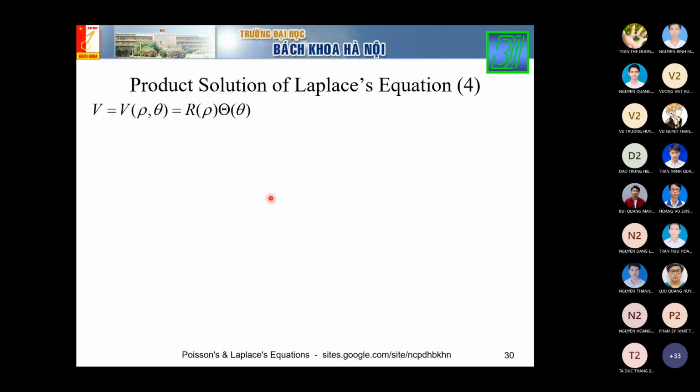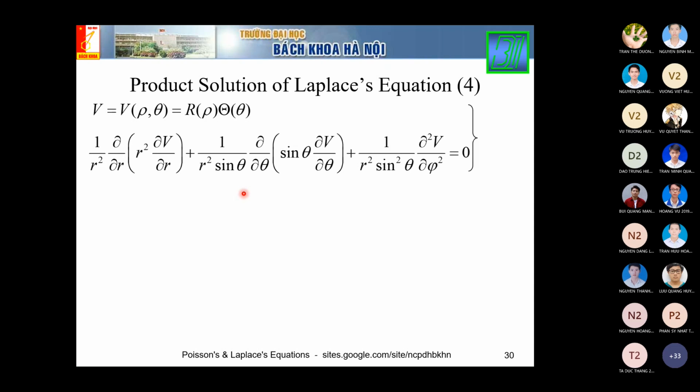Okay, the last one here is a spherical coordinate system. We can separate V here into two functions. Does somebody know how to pronounce this letter? What is this, guys? What is this letter? You don't know this? This one is uppercase theta, and this one is lowercase theta. Okay, so we break up V here down into the product of two functions, R of rho and theta of theta. Okay, and similarly, we got this.